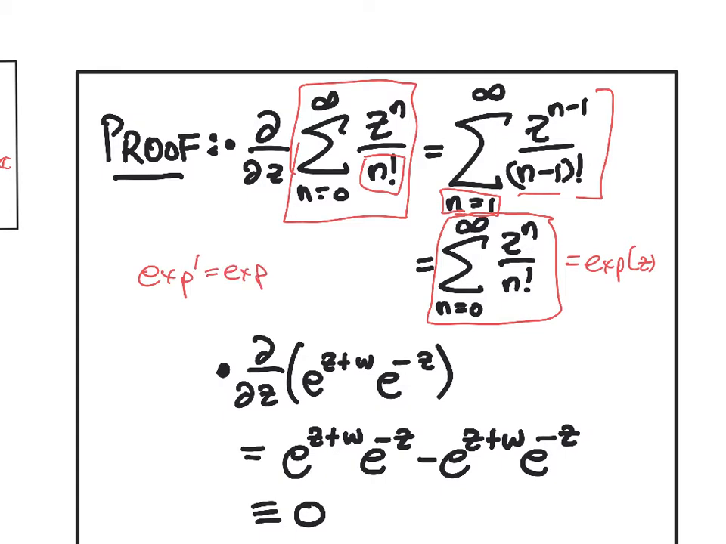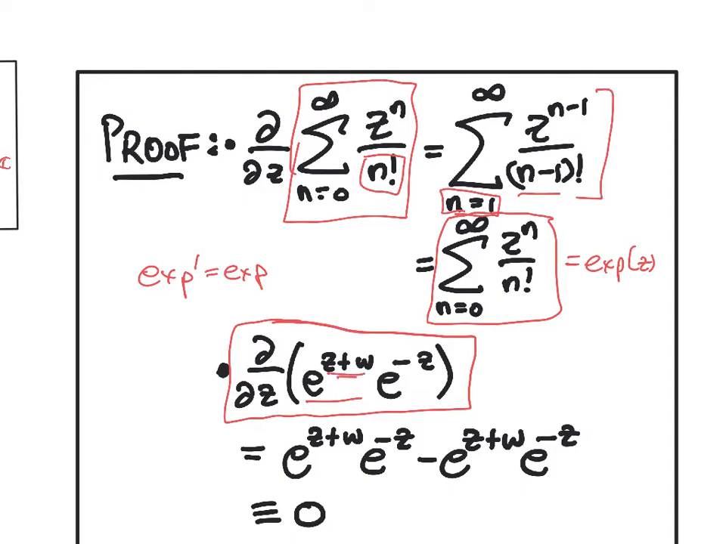Then you can use this property to show that the exponential of a sum is the product of the exponentials. So to do that, we look at the complex derivative of e to the z plus w times e to the negative z. Obviously, if we already knew the property we wanted, this would be e to the w, and we can just show that directly. So you take the derivative and use the product rule and the chain rule with the z plus w.